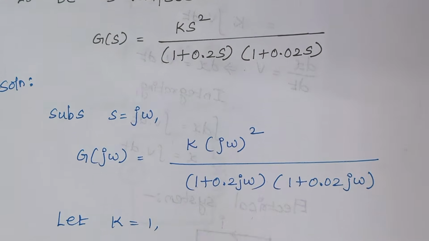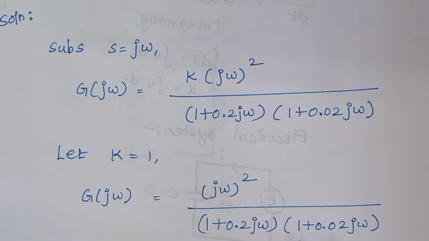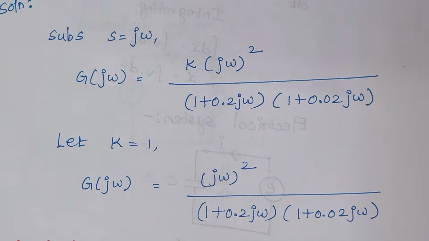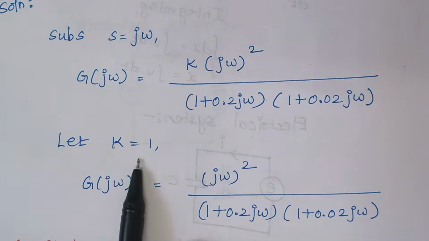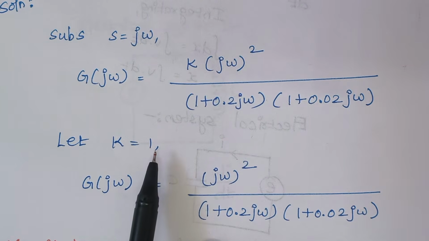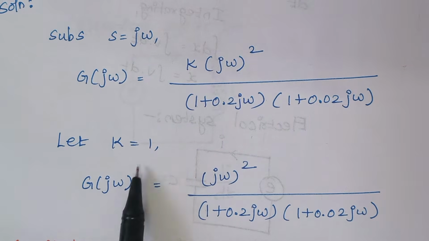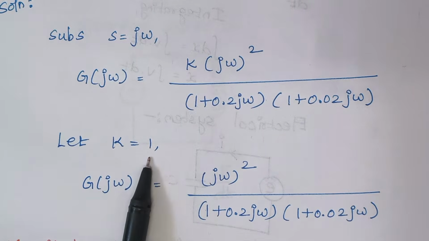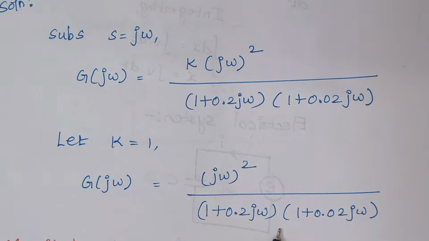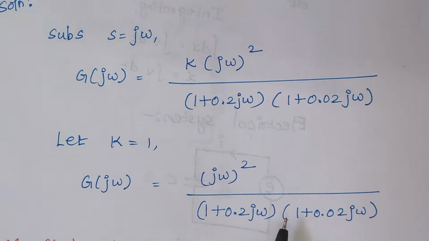The next thing is, since K is a constant, we are assuming the value of K as 1, because it will be easy for us to have a magnitude plot. So let K equal to 1. After substituting K equal to 1, just rewrite the expression. The remaining terms will come as such.